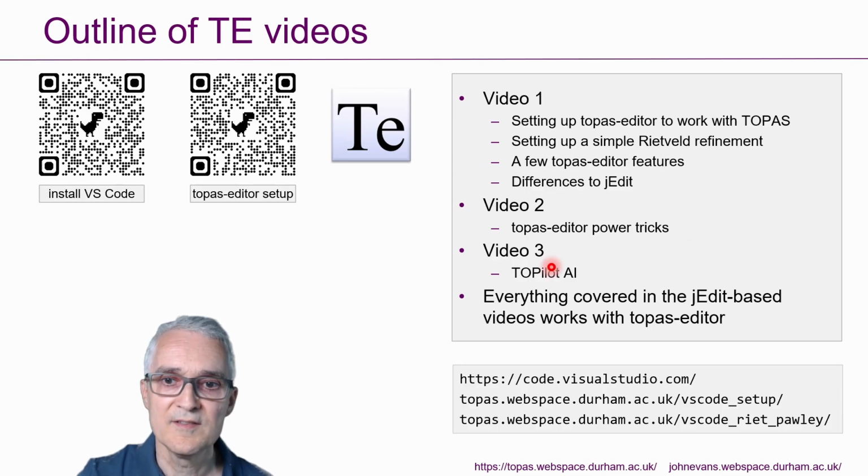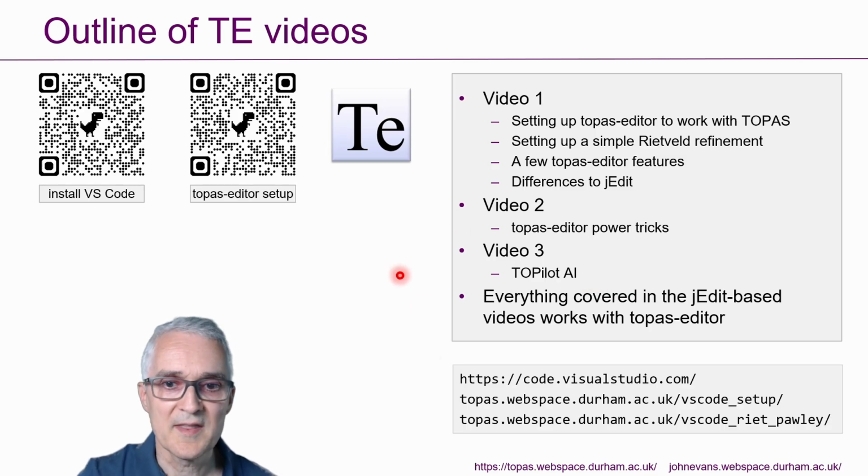And then in the third video, we'll look at how you can use artificial intelligence models to work with Topaz input files. So the interfaces to things like Claude or ChatGPT or Copilot, whichever one you happen to like, we've gathered those all together in a single interface, which we're calling Topilot. So that will be in video 3.